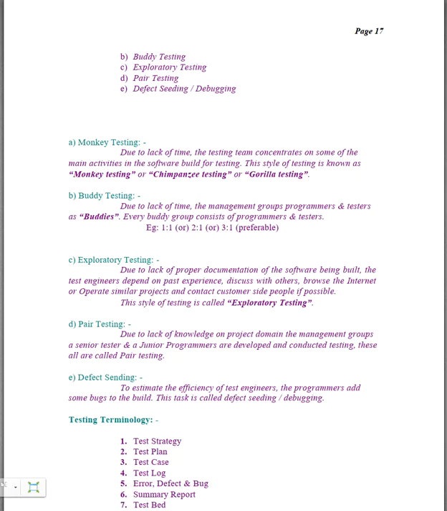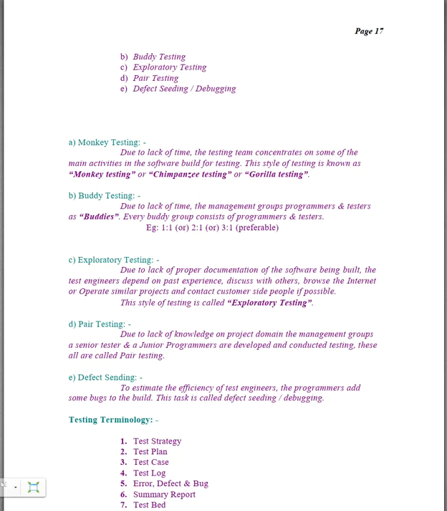Due to lack of proper documentation of the software being built, the test engineer depends on past experience, discussion with others, and something like that, and they will test it. Then we have pair testing. If there is a lack of knowledge of the domain, the management groups a senior tester and a junior programmer, and they conduct testing. They can share their knowledge with each other.